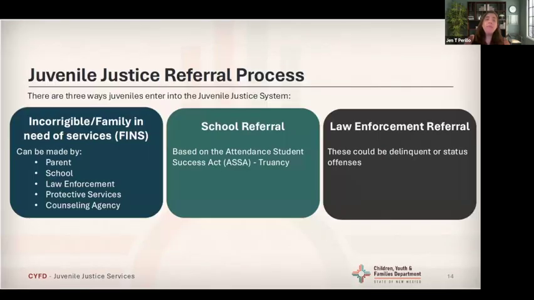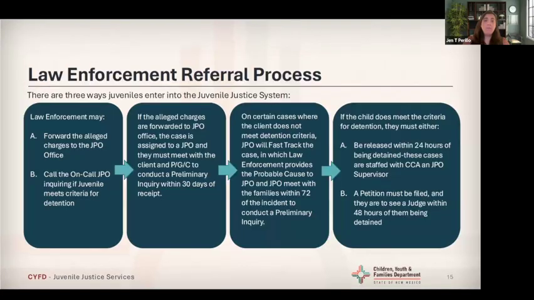And so there are three main ways that juveniles enter the juvenile justice system in terms of referrals. First is incorrigible or family need of services referrals, and these can be made by a number of different types of individuals: parents, schools, law enforcement, protective services, counseling agencies, other behavioral health workers. The truancy referrals are going to be made directly by schools. And then there are law enforcement referrals, which could be either those delinquent or status referrals.